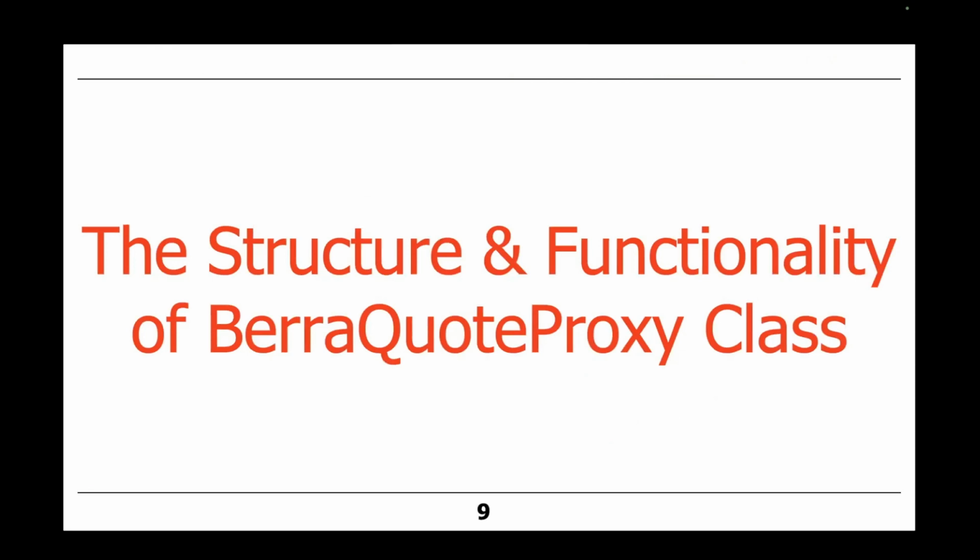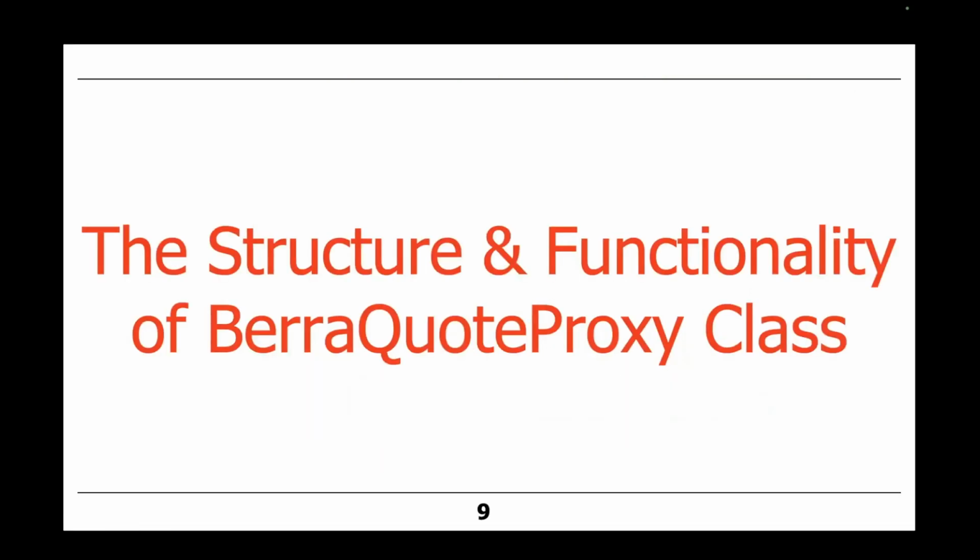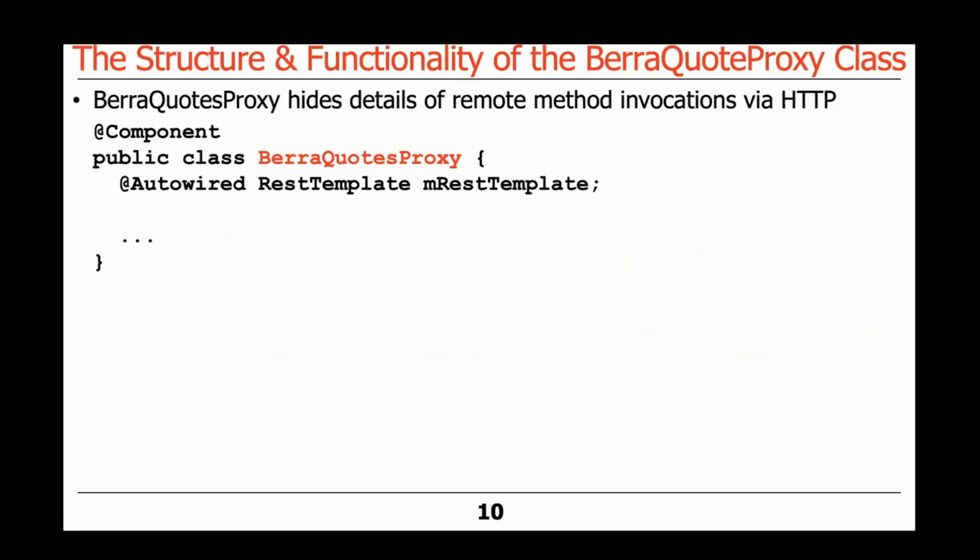The purpose of this class is to basically write everything in just good old Java. You'll see that there's really no HTTP related stuff here at all. Let's go take a look at the BerraQuoteProxy class. This is the part of the code that hides all the details of the remote method invocations that are done under the hood using HTTP.